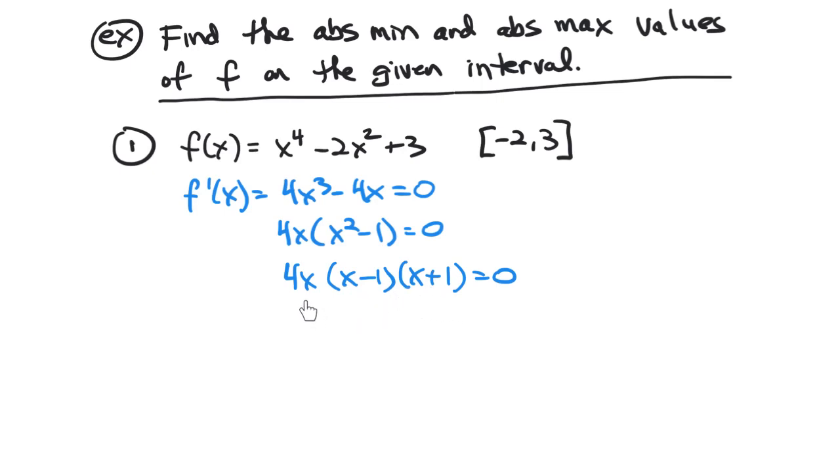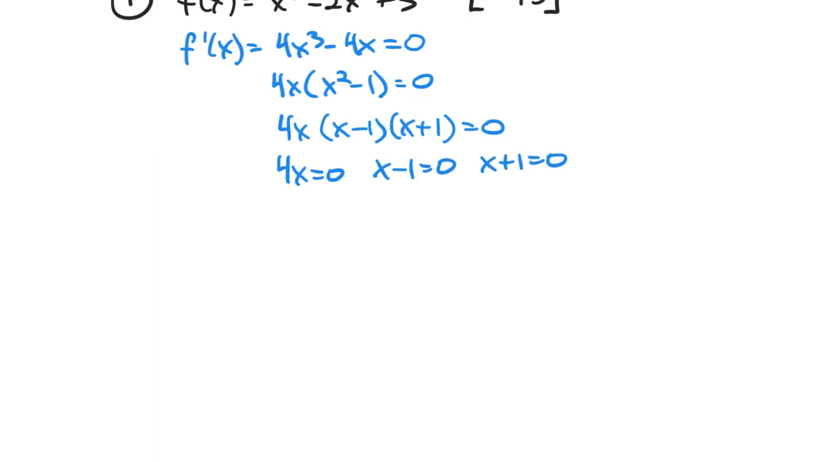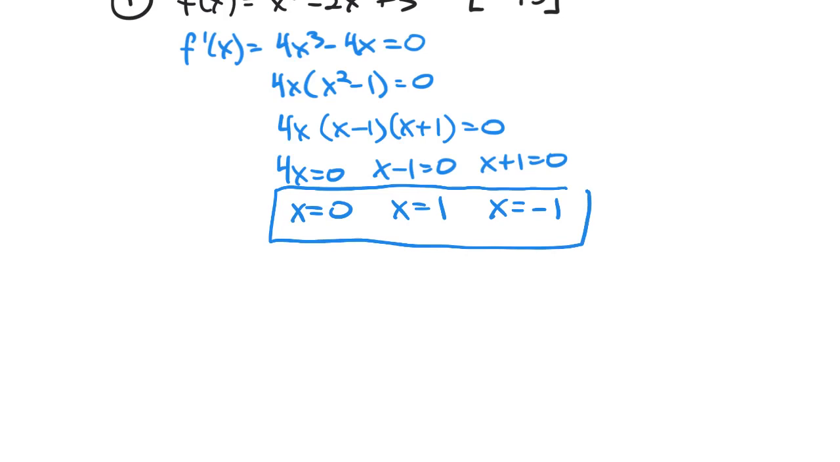Now we've got something times something times something equal to 0. The only way that can happen, when we multiply three things together and get exactly 0, is if any one of these is 0, and it could be any one of them. It could be that x equals 0, that x minus 1 equals 0, or that x plus 1 equals 0. So we get x equals 0, x equals 1, and x equals negative 1. These three numbers are our critical numbers.